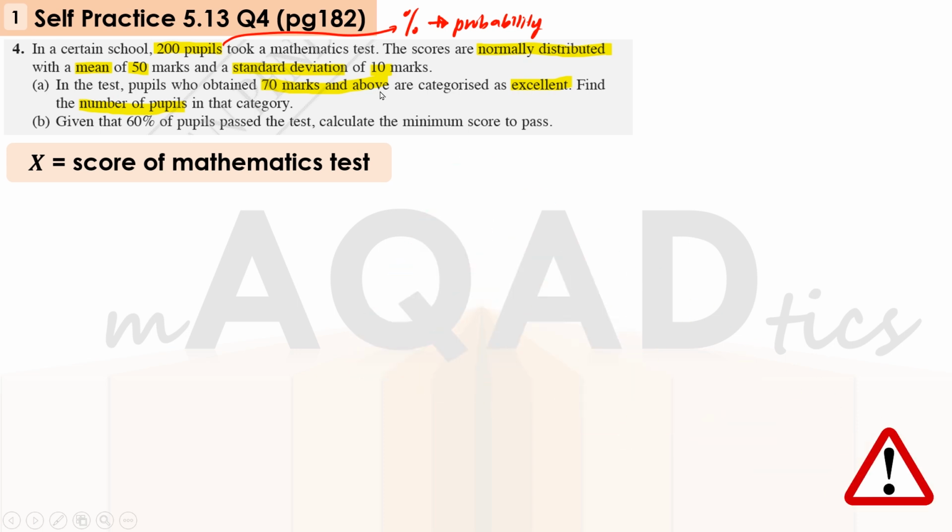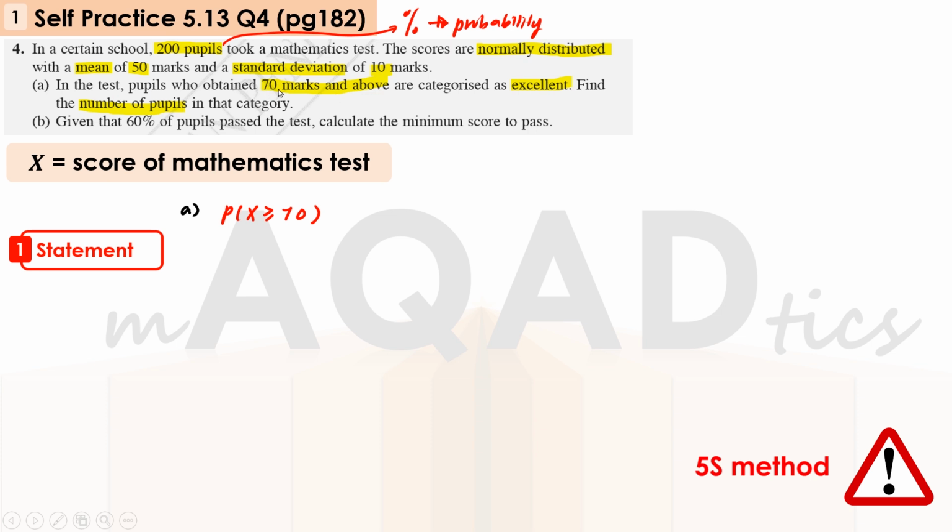To find probability using normal distribution, we will be using the 5S method. The first S is statement. We need to figure out what probability we're trying to find. So here, using x, we are trying to find the probability that x is greater than or equal to 70. Then the second S is search. We need to search the two parameters, which are our mean, 50, and standard deviation, 10.